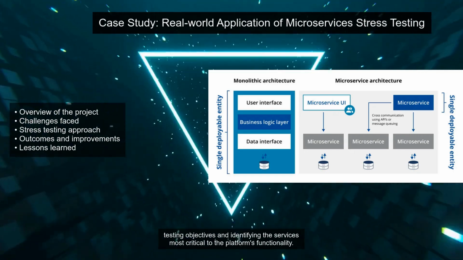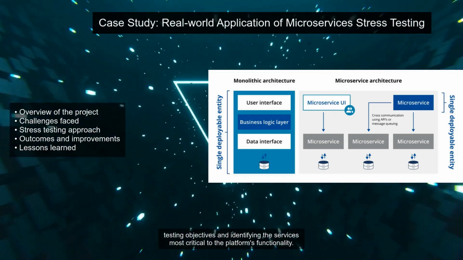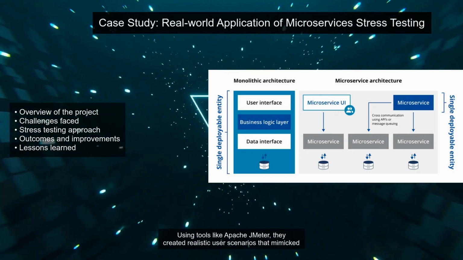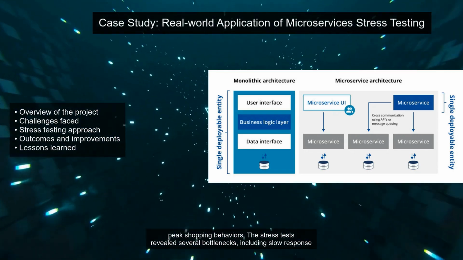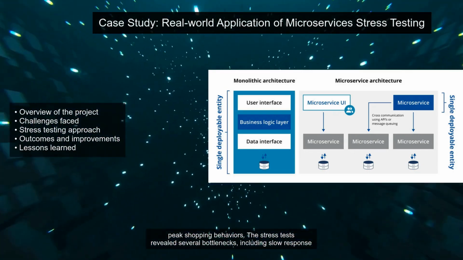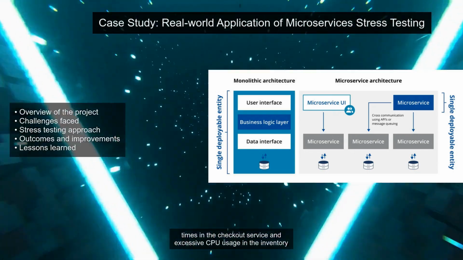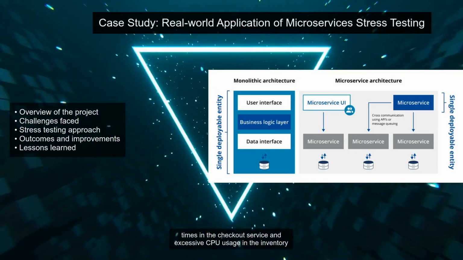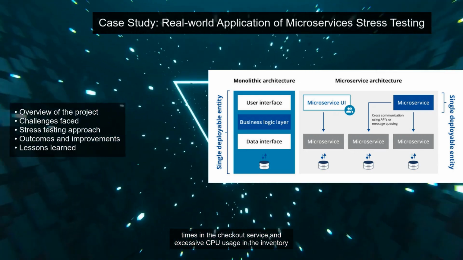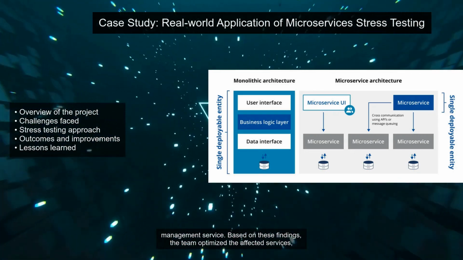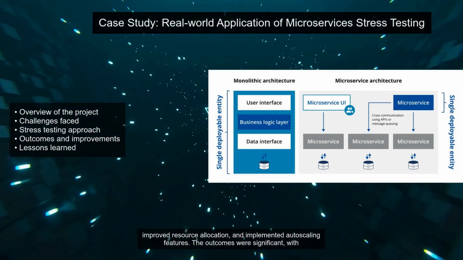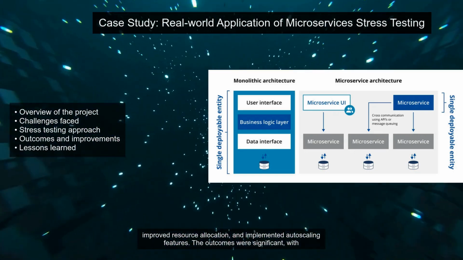They began by defining clear testing objectives and identifying the services most critical to the platform's functionality. Using tools like Apache JMeter, they created realistic user scenarios that mimic peak shopping behaviors. The stress tests revealed several bottlenecks, including slow response times in the checkout service and excessive CPU usage in the inventory management service. Based on these findings, the team optimized the affected services, improved resource allocation, and implemented auto-scaling features.